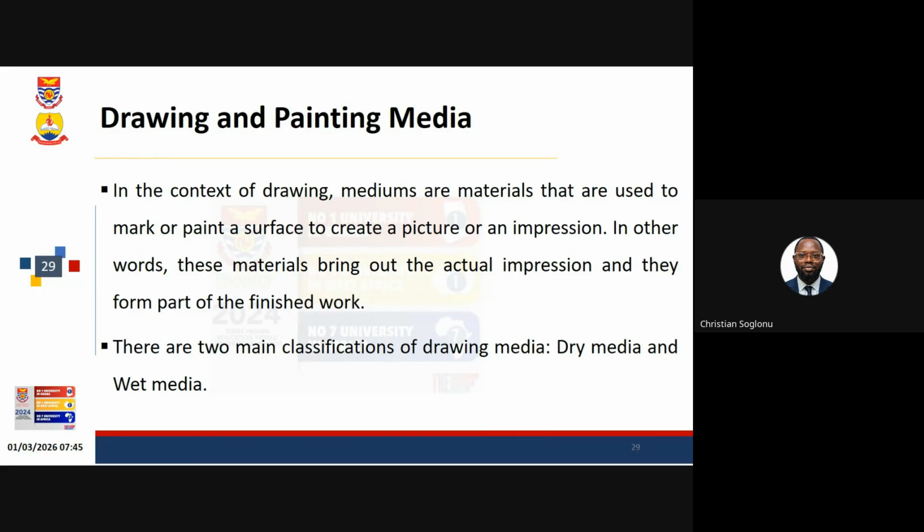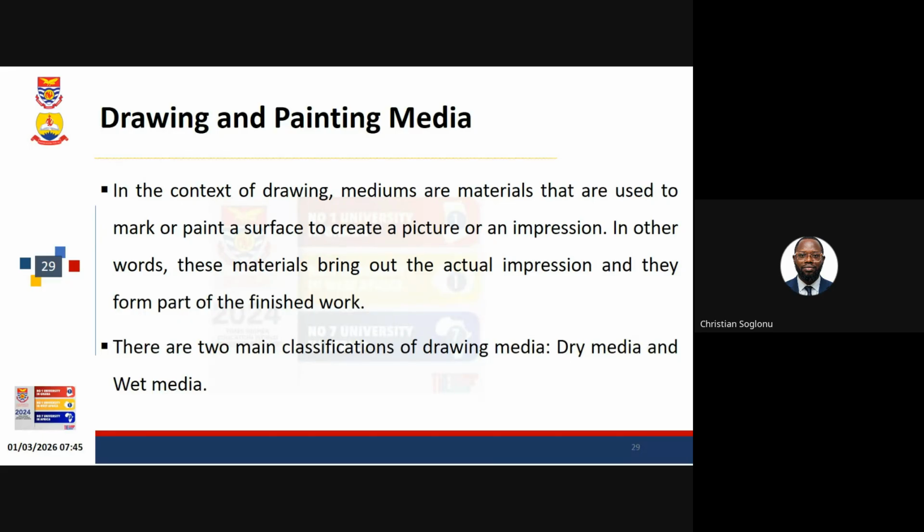It says that there are 2 main classifications of drawing media. So when you talk about media, you're talking about things that make or form marks on the surface, or things that cause impressions on the surface. So there are 2 main classifications, and we have the dry media and the wet media.